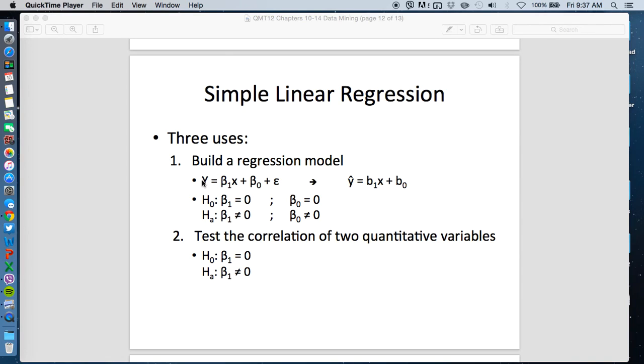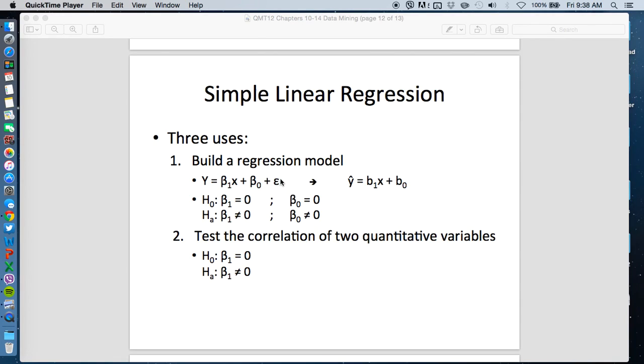So we have here y, this is the dependent variable, equal to beta sub 1 x plus beta sub 0 or beta naught plus epsilon. Okay, so beta sub 1, this refers to the slope. So this is the change in the dependent variable for every unit change in the value of the independent variable x. While beta naught, this is the y-intercept. So this is the average value for y if the value for x is 0.